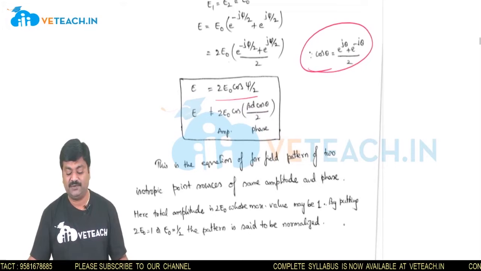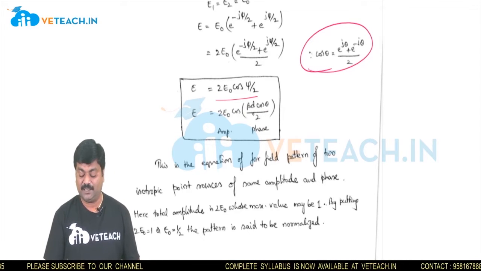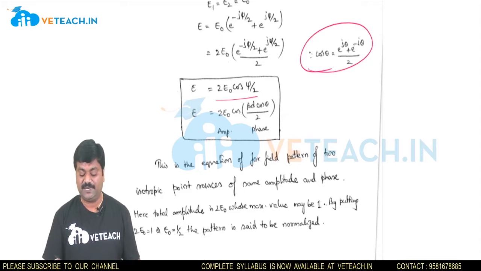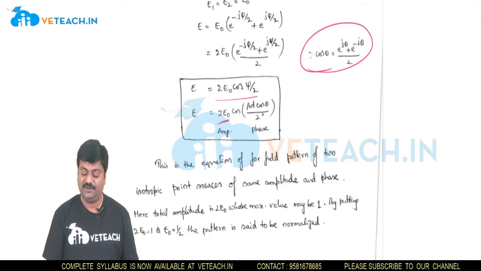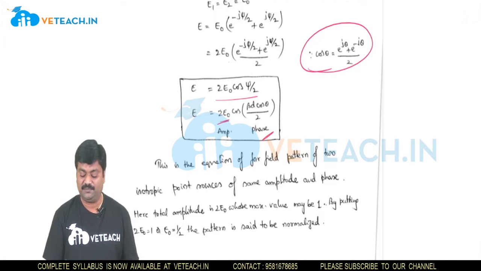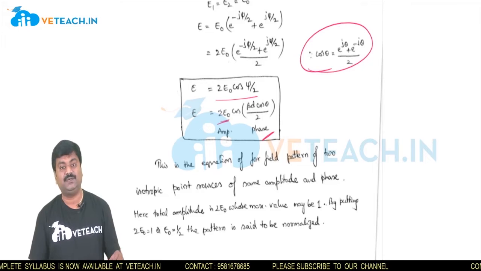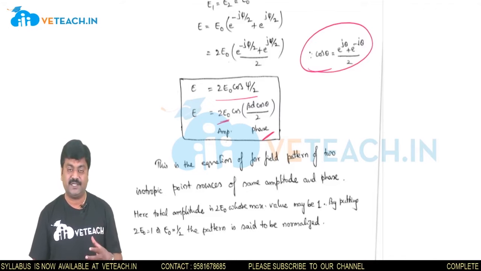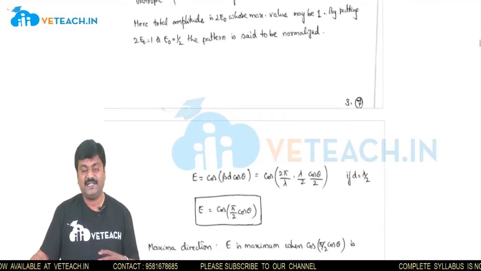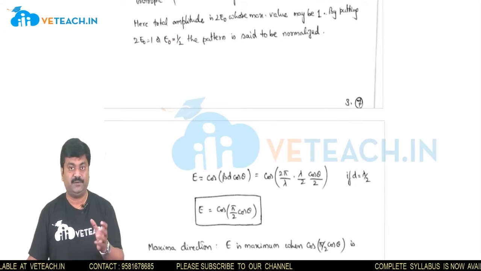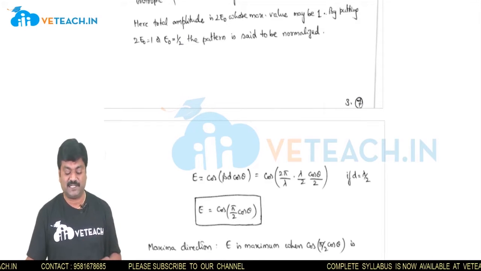Now substitute the value of psi. On substituting, I will have beta d cos theta by 2. So the E0 term defines the amplitude, and beta d cos theta by 2 defines the phase. This particular equation will be helpful to us in finding the radiation field pattern. And to find the effective radiation pattern in a diagrammatic view, we are going to normalize this expression.